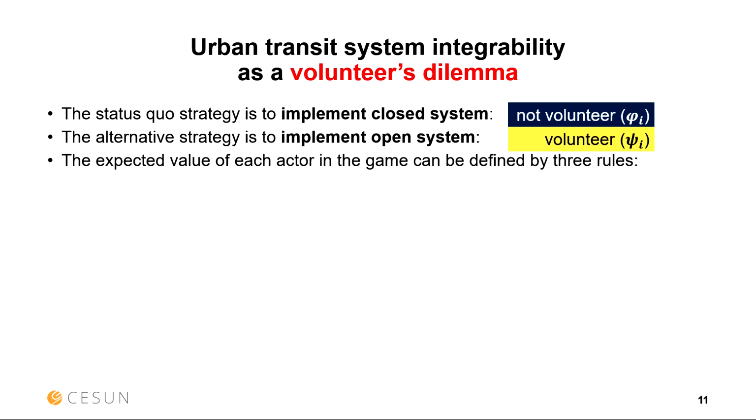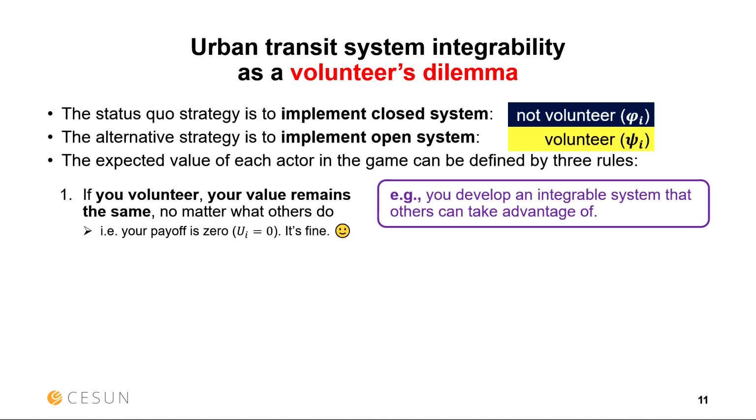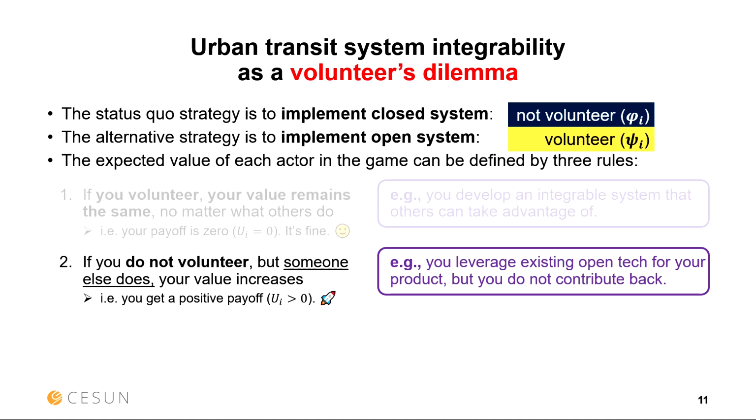If you are an actor in a volunteer's dilemma, 3 rules determine your expected value. Rule 1. Your expected value always stays the same when you volunteer, regardless of what others do. We can represent this with the value 0. When others volunteer, you can increase your value by not doing so. That is, your expected value is positive. An example of this is using open tech to develop your product, but not contributing back to the open technology communities.